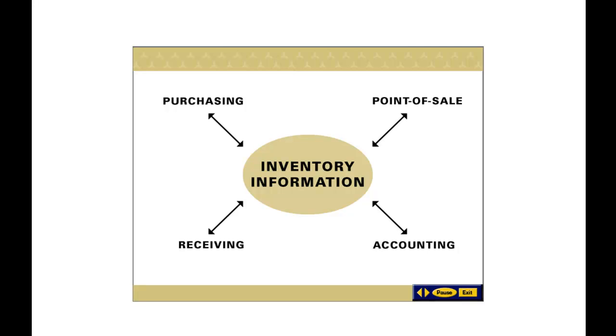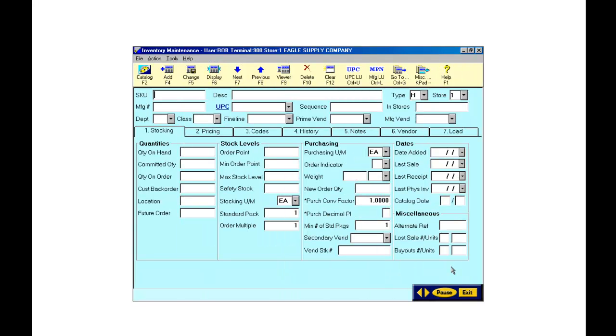During this demonstration, we will look at the vast amount of information that is tracked for each item by the Activant Eagle for Windows software. This is the inventory maintenance window. From here, you can quickly and easily access literally hundreds of pieces of information about every item you stock.